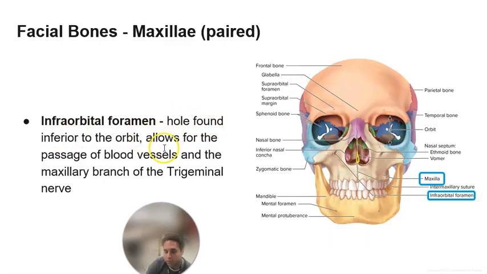Most of the time, foramen allow for the passage of blood vessels and nerves. More specifically, there's a nerve called the trigeminal nerve, which we're going to cover in the last unit of this course when we go over nerves. Trigeminal means it goes through three different areas, and one of those areas is the maxilla. So through this infraorbital foramen goes the maxillary branch of the trigeminal nerve.